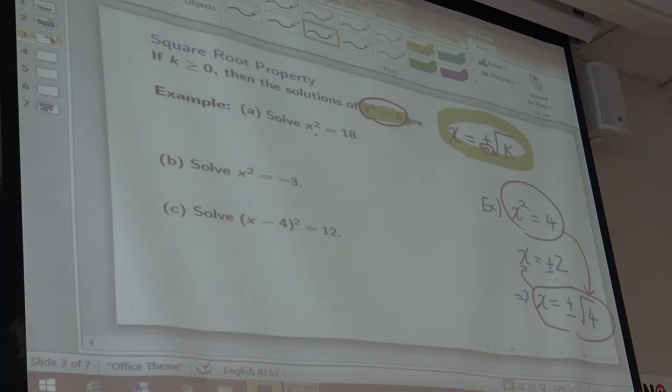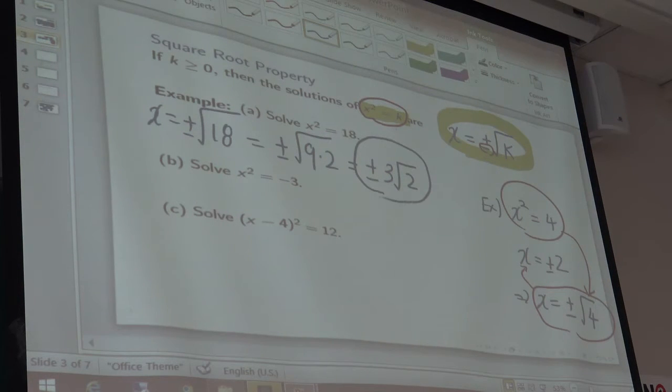Now we also have x squared equals 18, then x equals plus minus square root of 18. Now we can simplify this: 18 is the same as 9 times 2. Now we can split the square root of 9 and the square root of 2, which is plus minus 3 square root of 2. So this is the final answer.